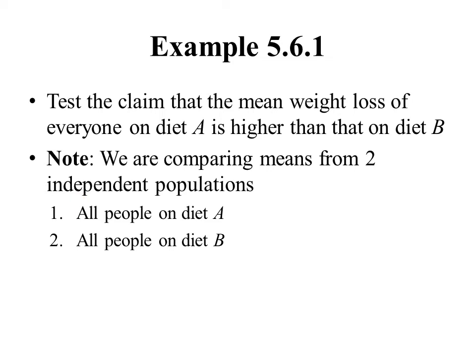Independent means that what happens to the first population has no effect on the other population. It's reasonable to assume that what happens to these people on diet A has no effect on these people on diet B. Notice that they're 10 different people. It's not the same people doing the diets twice. It's 10 people doing A, another 10 people doing B, so they're independent. And so again, that word independent is very important.